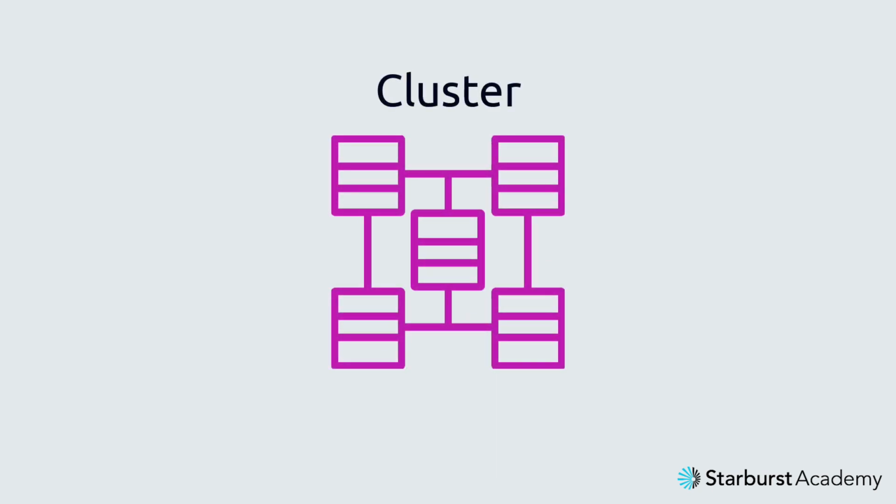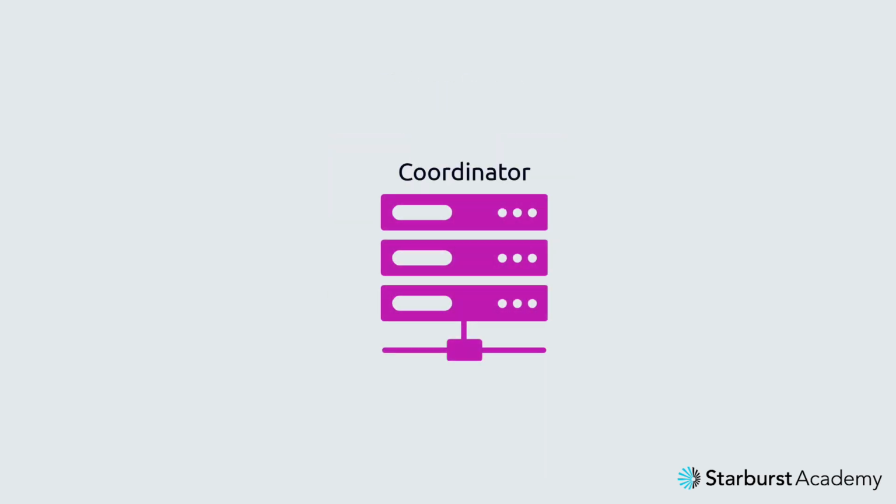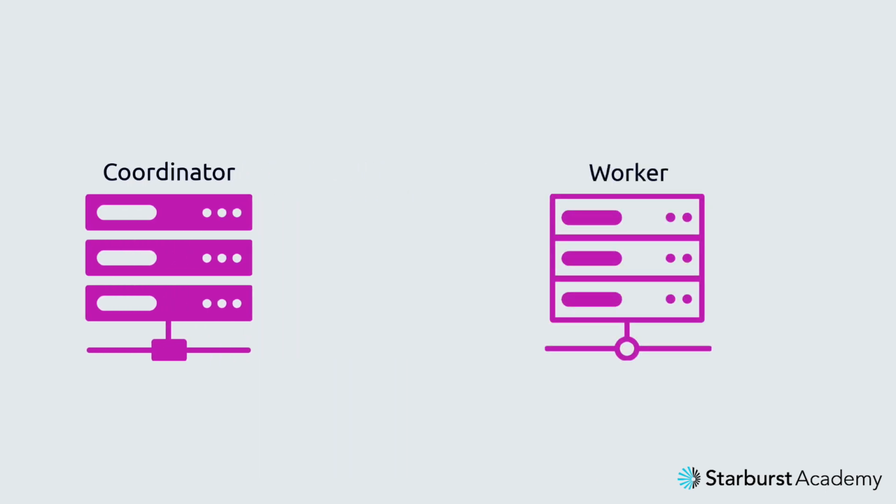Trino processes SQL queries by passing them to a cluster of nodes. These nodes collaborate to process large amounts of data in parallel. Clusters are made up of one coordinator node that manages a query and its execution, as well as one or more worker nodes that execute the tasks needed to complete the query.